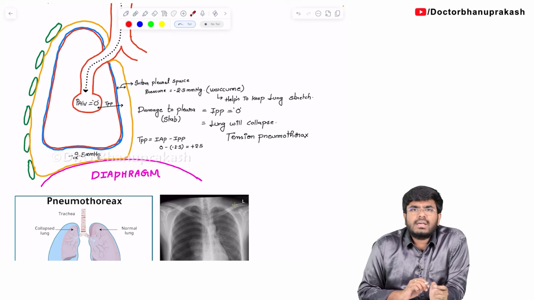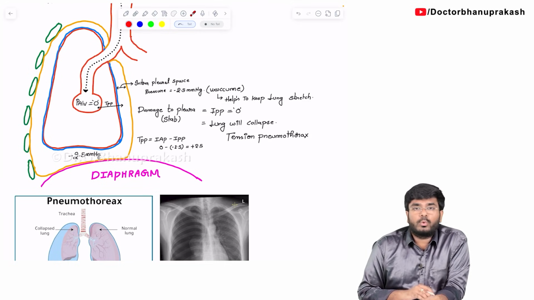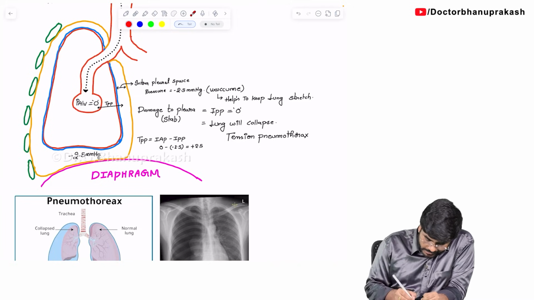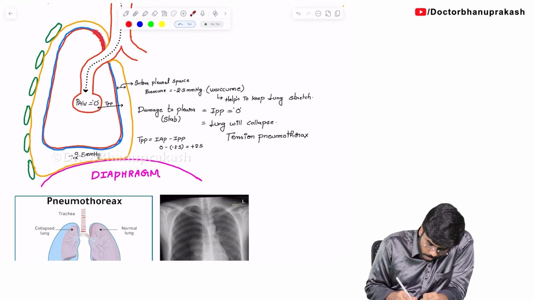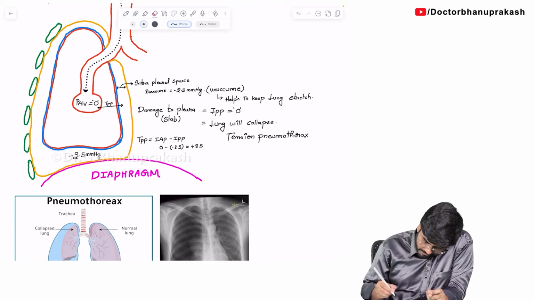Now tell me, the lung is surrounded by a layer. What is the layer called? Pleura. How many types of pleura are there? Two types: one is visceral pleura, the other is parietal pleura. Look here. This blue color membrane, which is attached tightly to the lung surface, is called the visceral pleura. So the pleura which attaches to the lung surface is the visceral pleura.